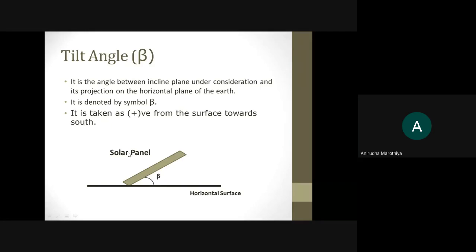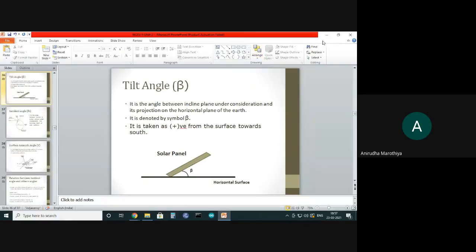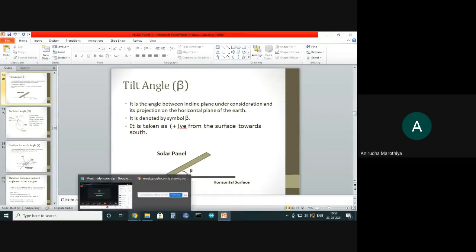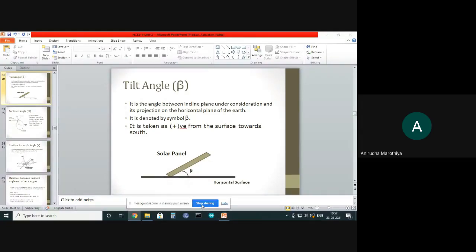But the thumb rule is that we have to place that angle in such a way that within a span of 1 day maximum beam of radiations is captured by the area of your solar photovoltaic panel. Are you getting my point? Yes. Yes, sir.